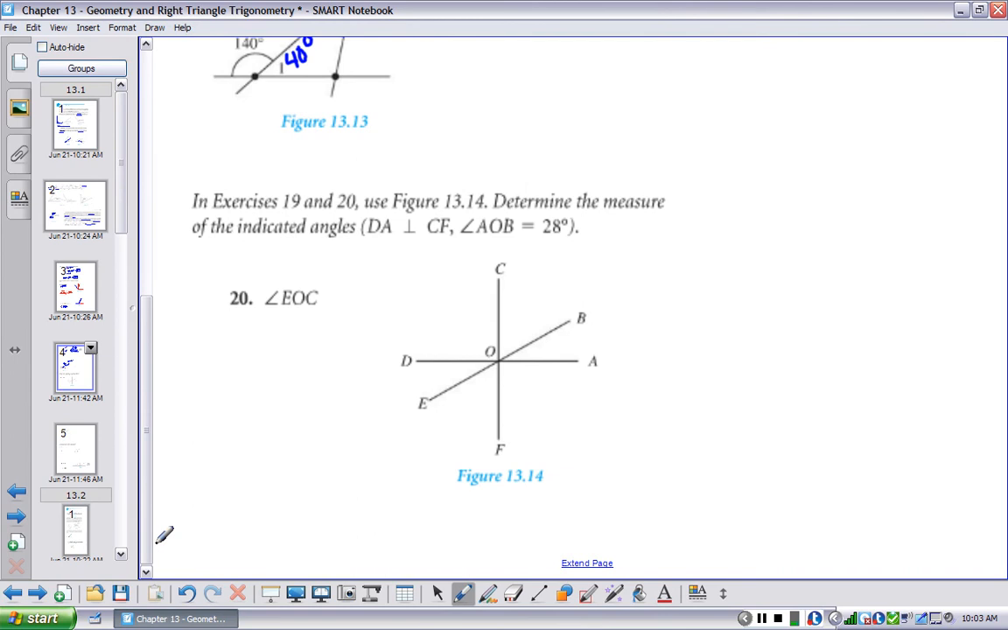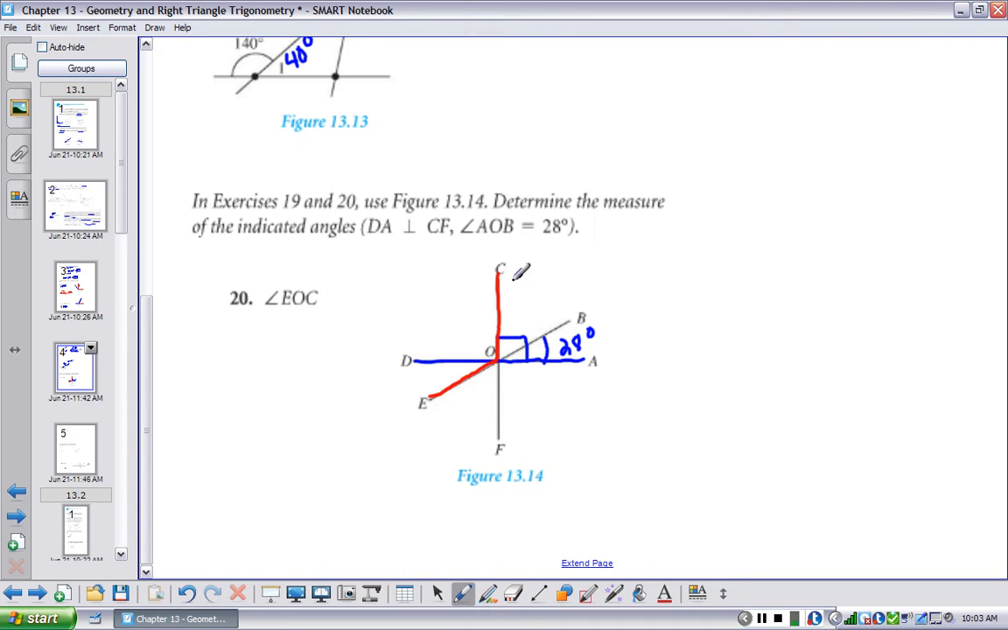All right, let's look at the next problem. We use this figure here to determine the measure of the indicated angles. It tells us DA is perpendicular to CF, so that forms a 90-degree angle. AOB, they say, is 28 degrees. And they want us to find the angle EOC. Okay? They want us to find that angle.